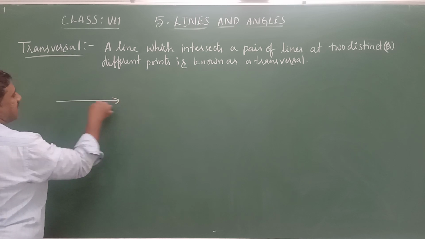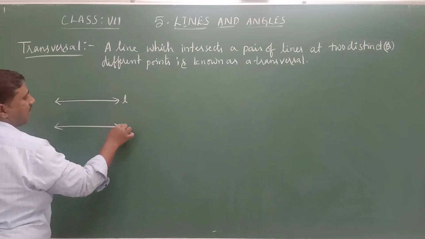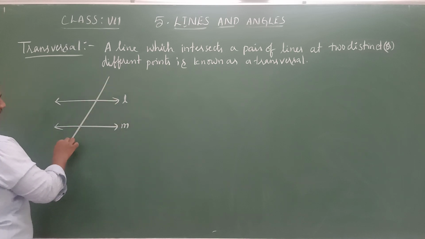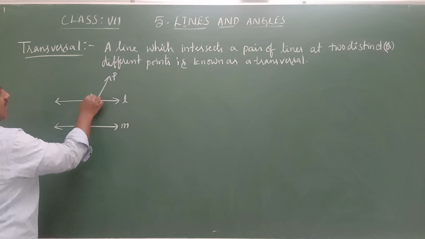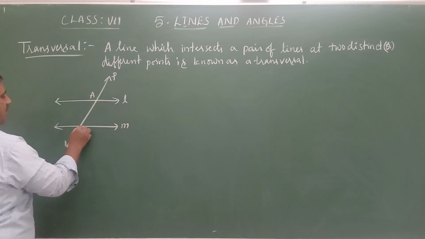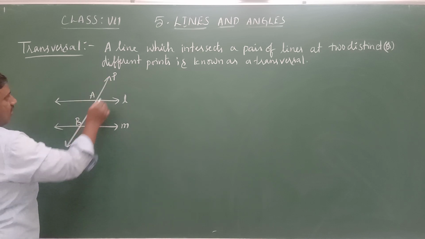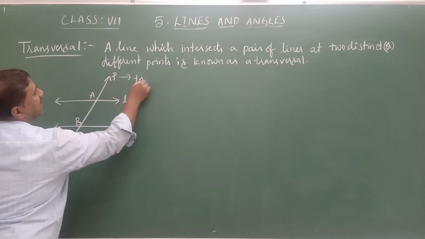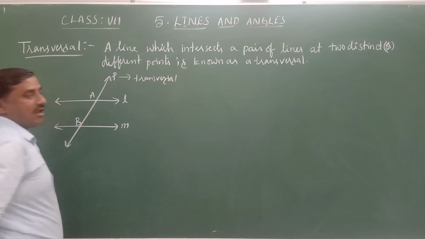You see here, these are two lines L and M. Let P be another line. P is intersecting line L at A and line M at B, at two different points. Now we call P the transversal. P is a transversal line.